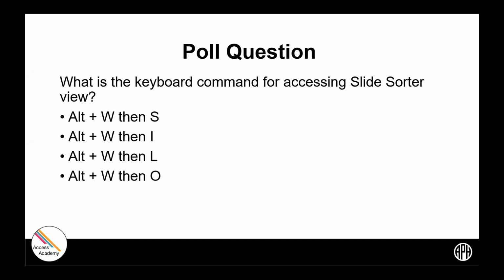So what is the keyboard command for accessing slide sorter view? Slide sorter view, how do we get there? Is it Alt plus W, then S, Alt plus W, then I, Alt plus W, then L, or Alt plus W, then O? Which way do we get into slide sorter view?